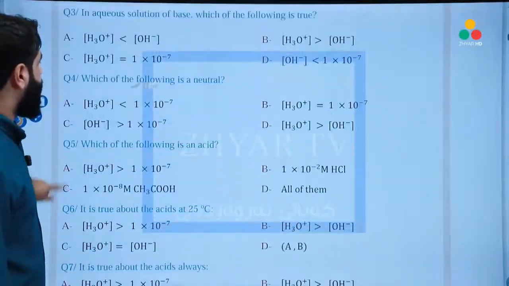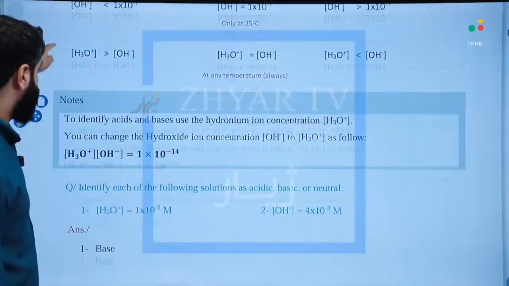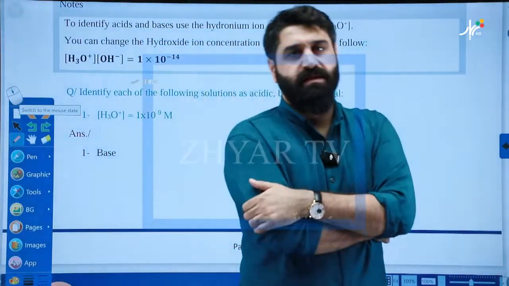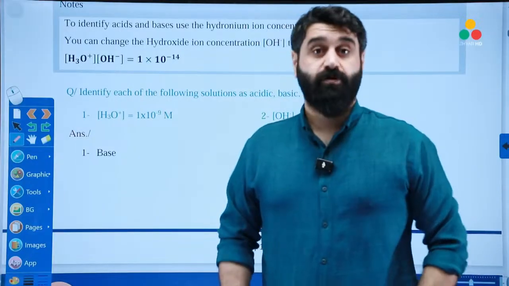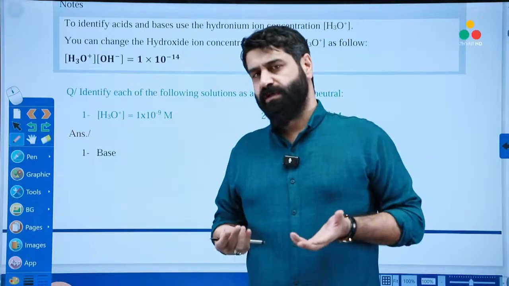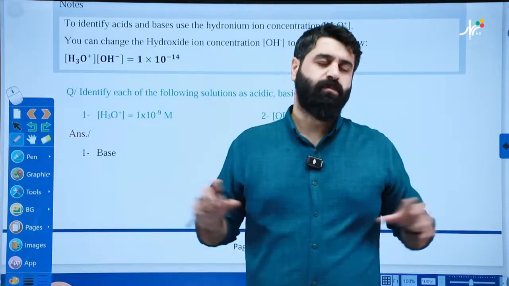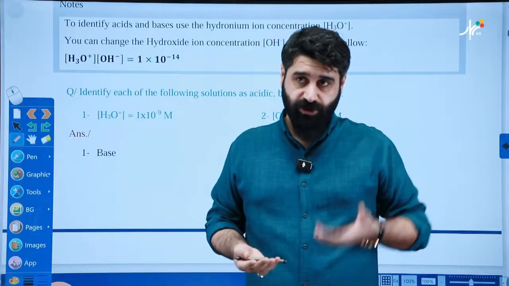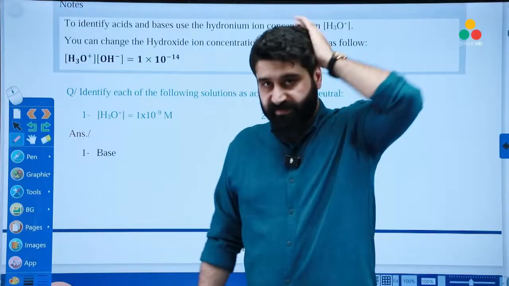I think we have skipped something. This note: to identify a given solution, if it's acid or base, always try to use the concentration of the hydronium. If you want to know whether some given solution is acid or base, try to use hydronium always. But if hydroxide is given, then convert it into the hydronium ion concentration. Then based on the scale, we will decide if it's acid or base.